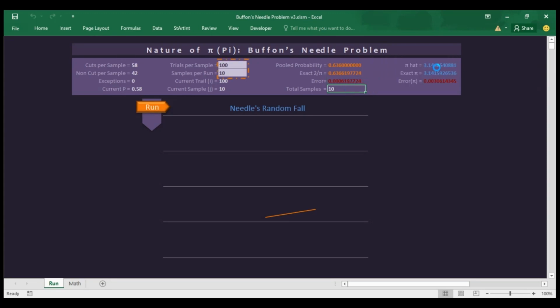Using the estimated probability, we can invert the calculation to get an estimate for the pi, which is denoted here as the pi hat. This is the exact mathematical value for the pi. So here we get the error for the estimated pi, which is the difference between the exact pi and the estimated pi. So this is the experiment of Buffon's needle problem and how we experimentally show that the probability nearly approaches the proven value of 2 over pi.